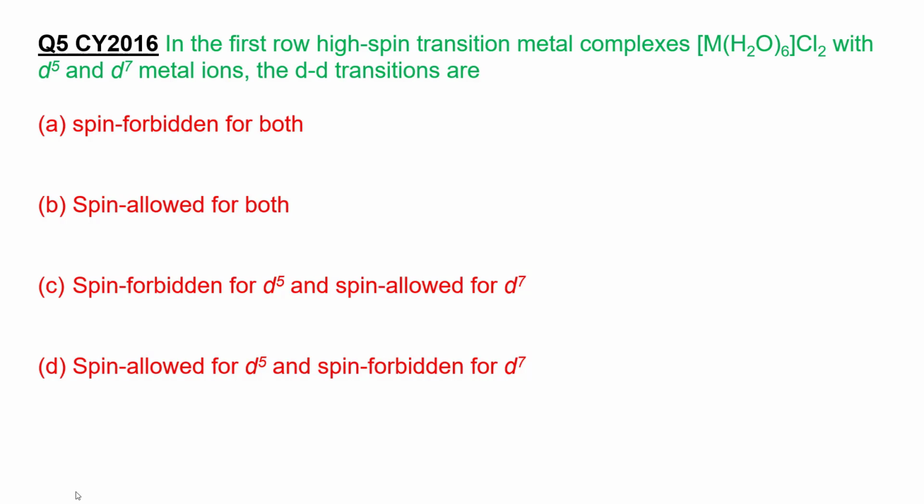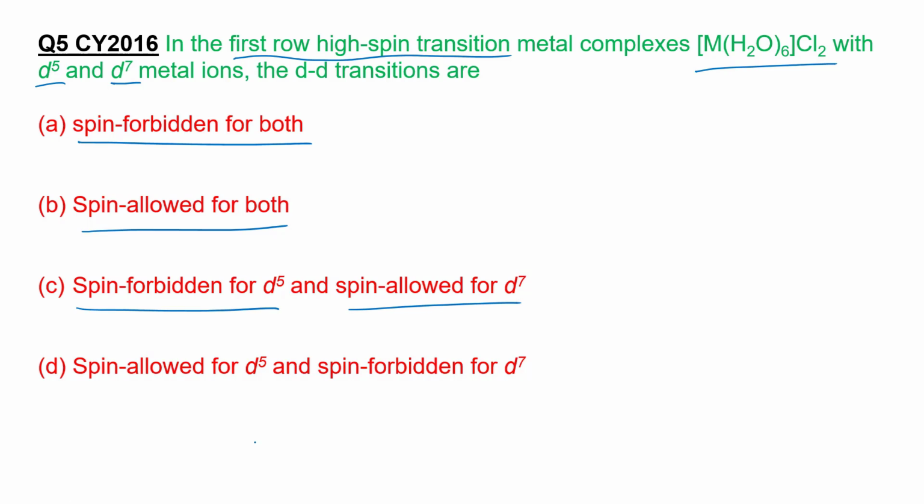Question number 5, 2016. In the first row, high spin transition metal complexes having the formula M(H2O)6Cl2 with d5 and d7 metal ions, the d-d transitions are: option A, spin forbidden for both; option B, spin allowed for both; option C, spin forbidden for d5 and spin allowed for d7; and option D, spin allowed for d5 and spin forbidden for d7.